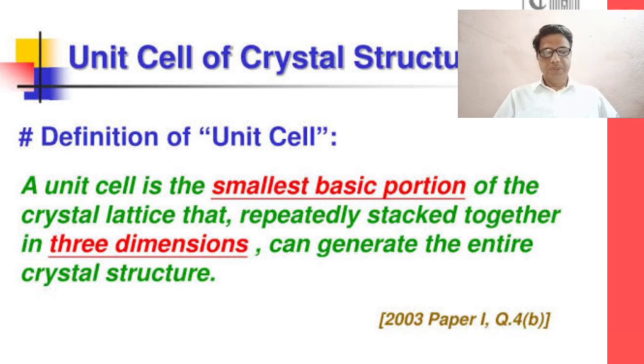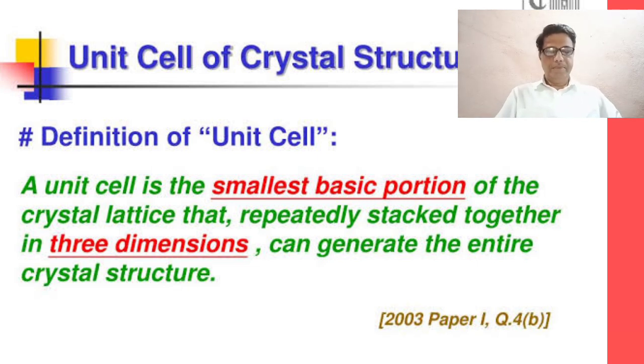So it is the basic portion of the crystal lattice which keeps repeating, 1 2 3, repeated and stacked together in a 3D arrangement, 3 dimensional, height, length, breadth, whatever it may be, and which can give rise to the entire crystal structure. आणि याच्यामुळं ते crystal structure फॉर्म होतं. So simply it is the basic portion.